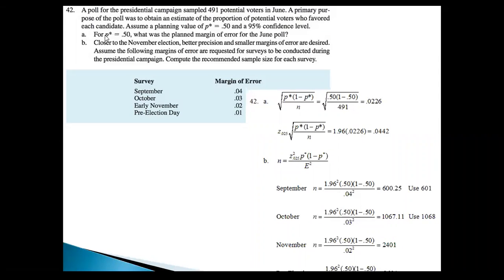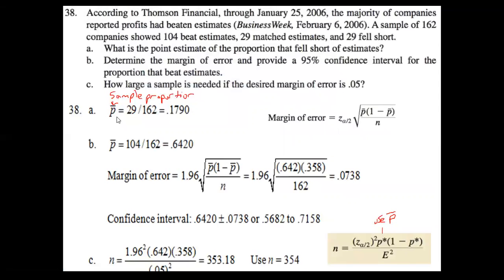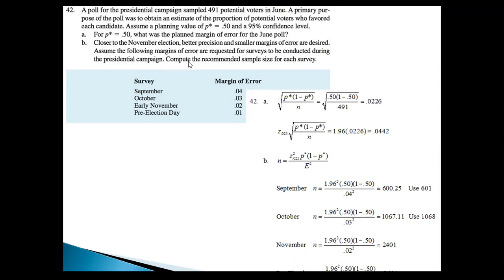A poll for the presidential campaign sampled 491 potential voters in June. A primary purpose of the poll was to obtain an estimate of the proportion of potential voters who favored each candidate. Assume a planning value of p star equals 0.5 and a 95% confidence interval. Now, if you're not sure of what p value you're going to use in the p star, 0.5 is a safe one. So if you have really no clue about it, 0.5 is what you would use. Otherwise, if you know what the sample proportion is, you can use that as what we did here. And there's a whole list of different ones you can use, but usually the key ones are the sample proportion or just using that 0.5.